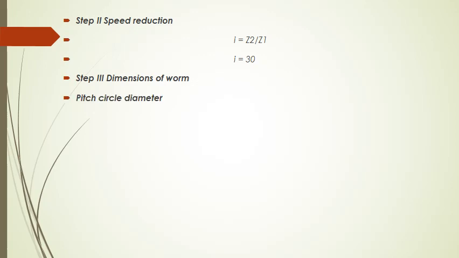Now step 2, speed reduction. Speed reduction I is equal to Z2 upon Z1. Therefore I is equal to 30 divided by 1, which is 30. Now step 3, dimensions of worm. First of all, pitch circle diameter. Pitch circle diameter D1 is equal to Q into M, which is equal to 10 into 8. Therefore D1 is equal to 80 mm.